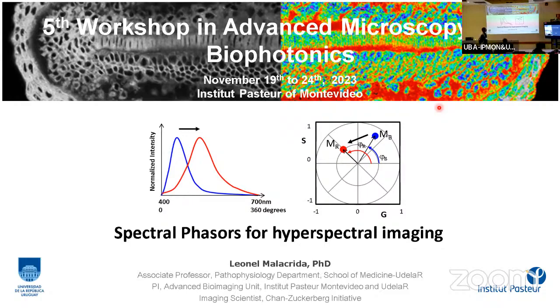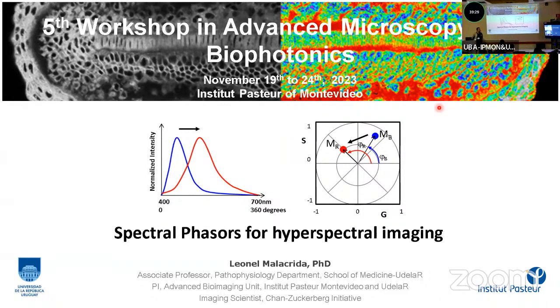I start to speak about the application of spectral phasor to hyperspectral imaging. Contrary to what happened with FLIM, which basically requires very specialized detectors and a customized microscope, hyperspectral imaging is almost available in any confocal microscope nowadays, with different kinds of configuration, and we will see.